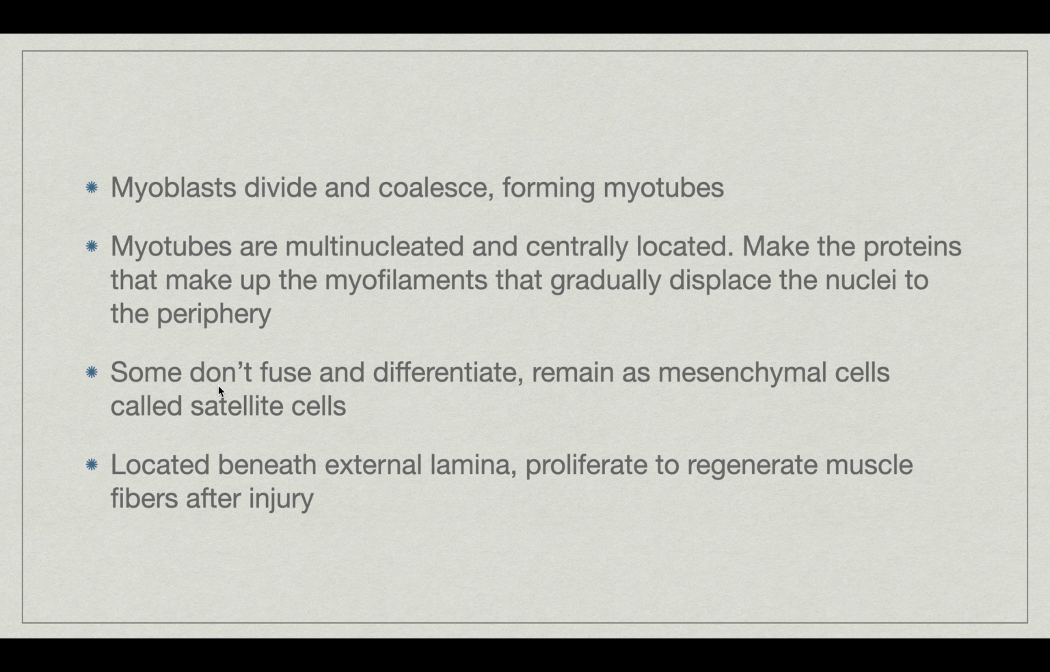Some of the myotubes don't fuse and differentiate, and instead they remain as the mesenchymal cells, which are the satellite cells. Those are located beneath the external lamina. They proliferate to regenerate muscle fibers after injury.